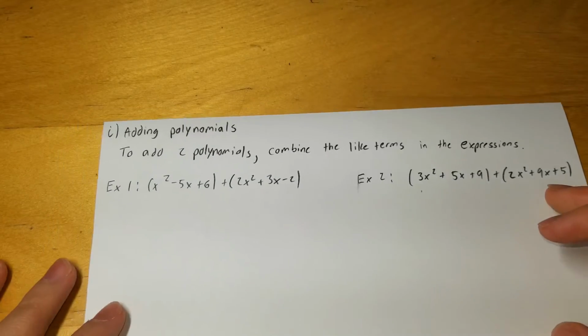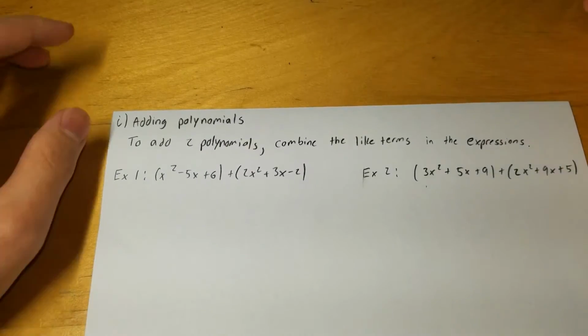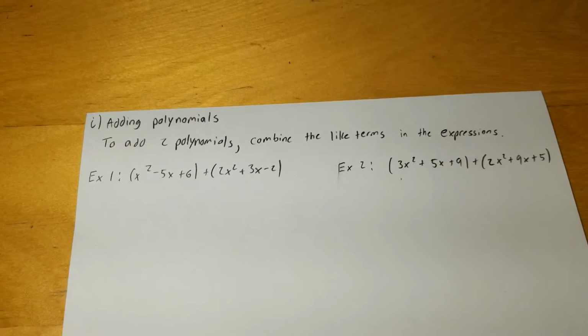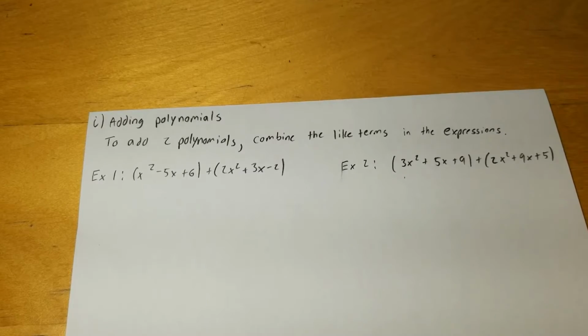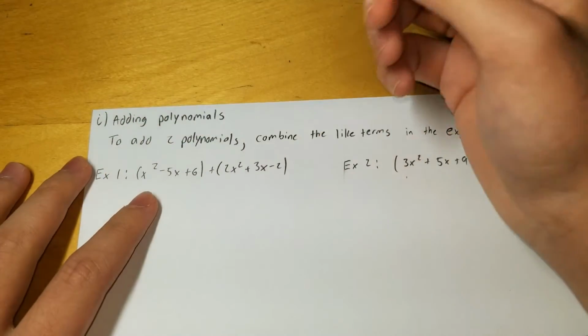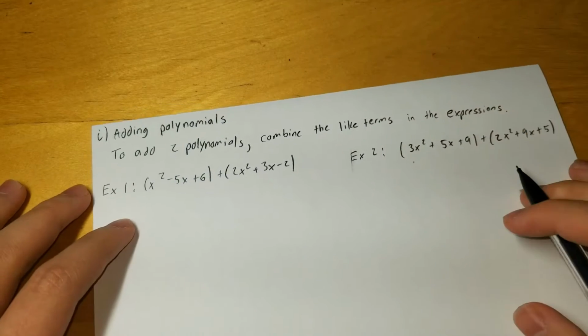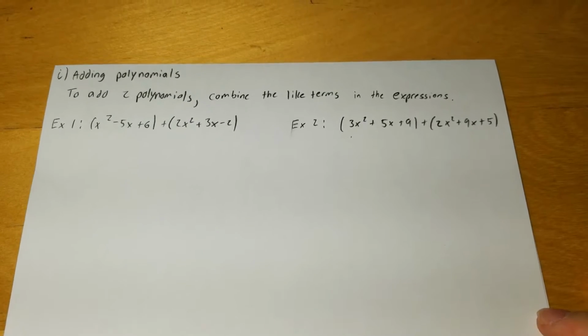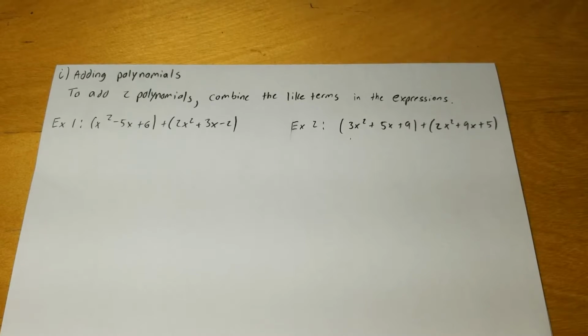Okay, so our next subtopic is adding polynomials. In order to add 2 polynomials, you have to combine the like terms and expressions. Like terms is basically just variables or coefficients raised to the same power. So for example, let's do these 2. Pause the video, try them out, and then we'll get back to it.